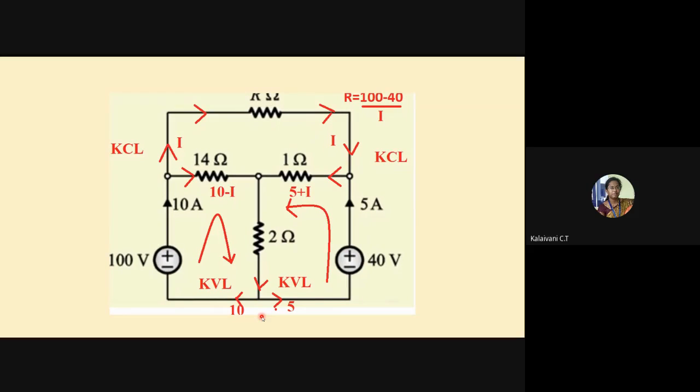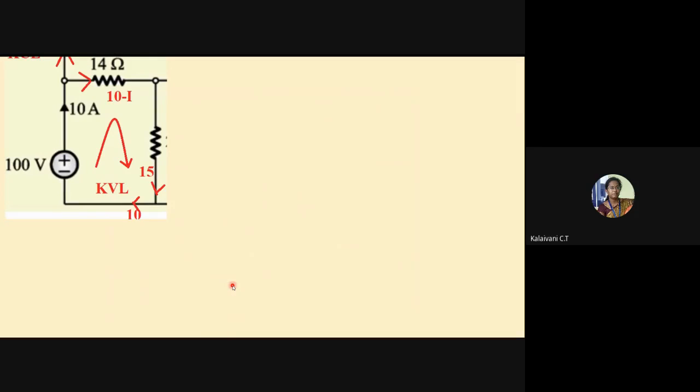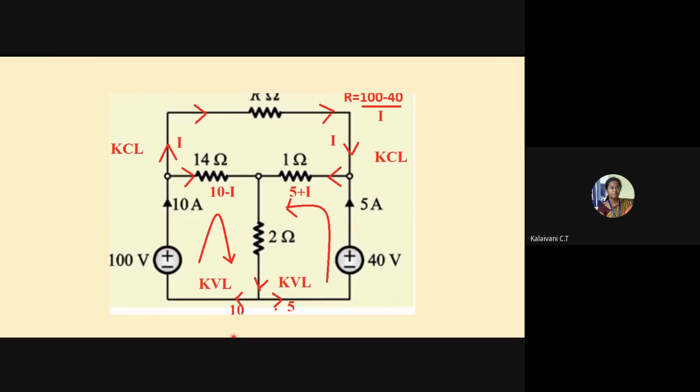So across the 2K resistance, here the current is 10 amps. Here the current is 5 amps. So what will be the current across the 2K? The current will be 15. Since both are outgoing, 10 and 5 are outgoing currents and there is only one incoming current. So incoming current will be 10 plus 5, that will be equal to 15. So here it will be 15.